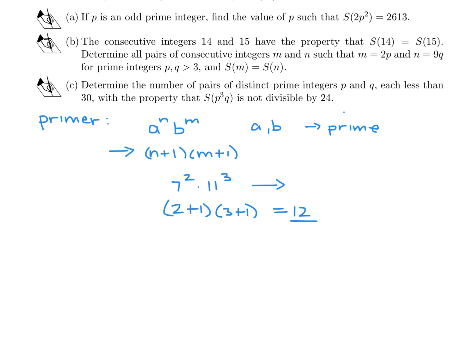Now we are into part B. The consecutive integers 14 and 15 have the property that s at 14 is equal to s at 15. Determine all pairs of consecutive integers m and n such that m is equal to 2p and n is equal to 9q for prime integers p and q greater than 3 and s at m is equal to s at n.